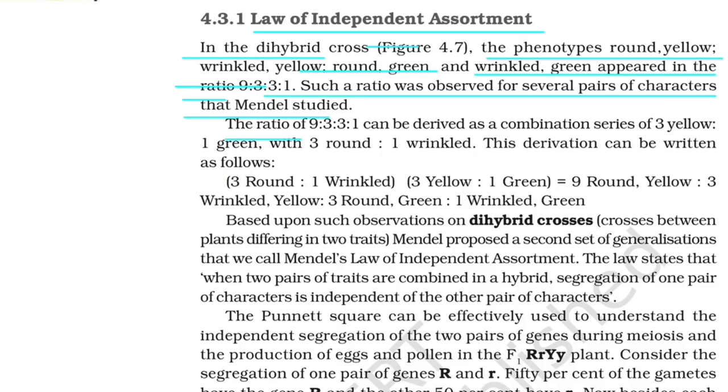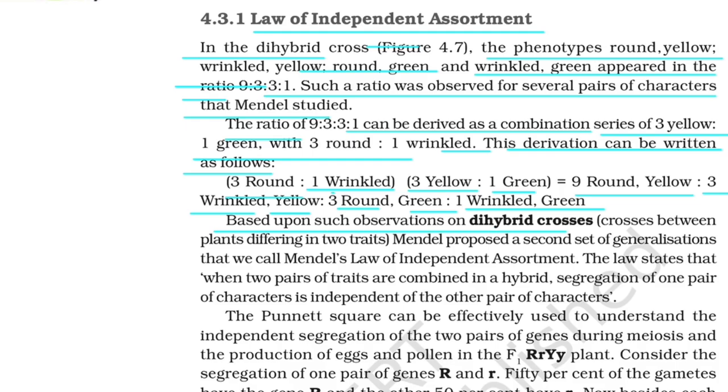The ratio of 9:3:3:1 can be derived as a combination of a series of 3 yellow, 1 green with 3 round, 1 wrinkled. This derivation can be written as follows: 3 round to 1 wrinkled, 3 yellow to 1 green, giving 9 round yellow, 3 wrinkled yellow, 3 round green, 1 wrinkled green.